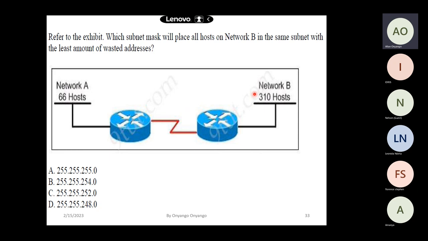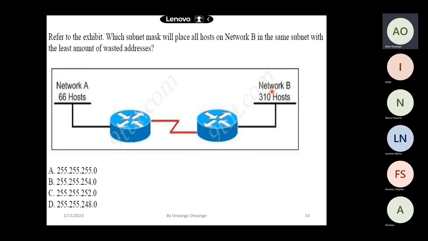310 is how many bits, guys? Someone to tell me. 310, how many bits? It falls between which two numbers? 9 bits. Yes, 9 bits, because it falls between 256 and 512. 256 is 2 to power 8, and then 512 is 2 to power 9. So it is 9 bits.